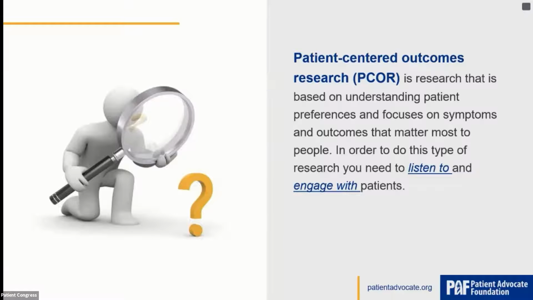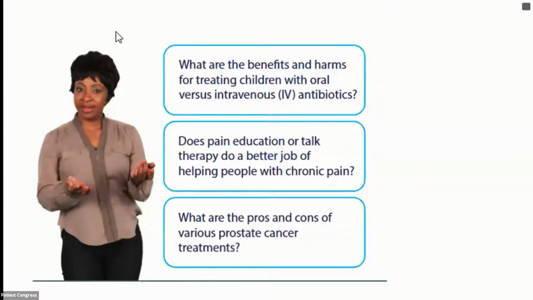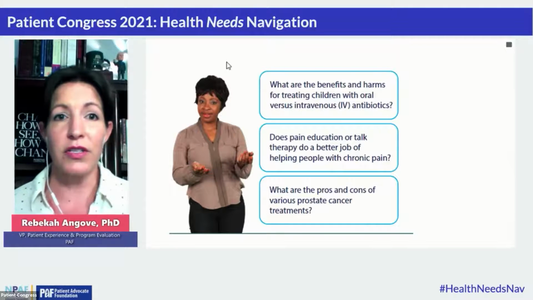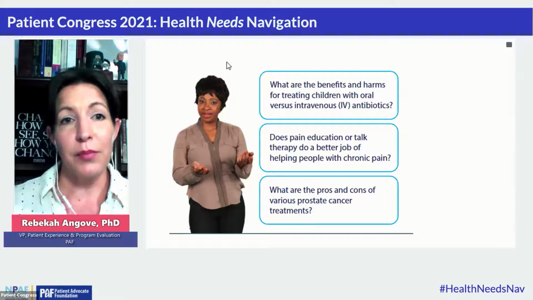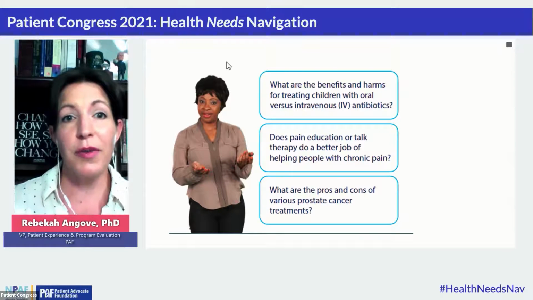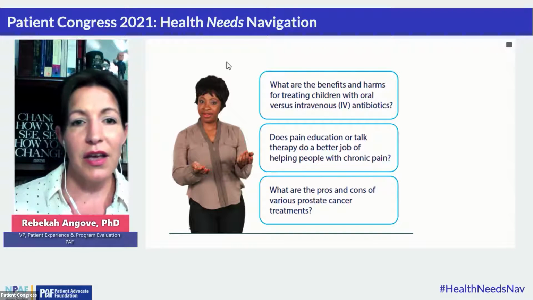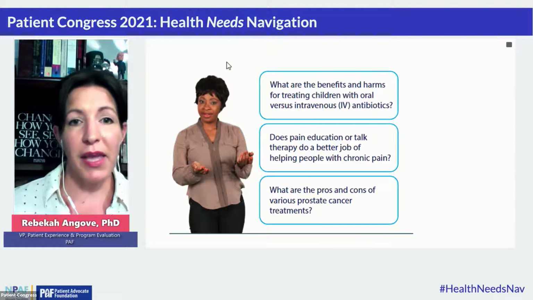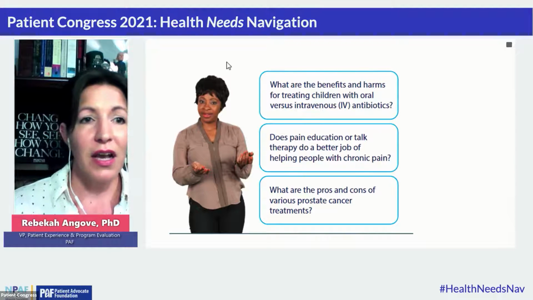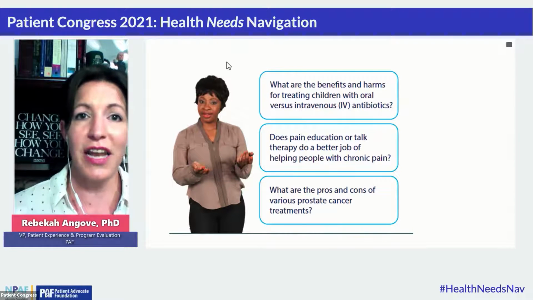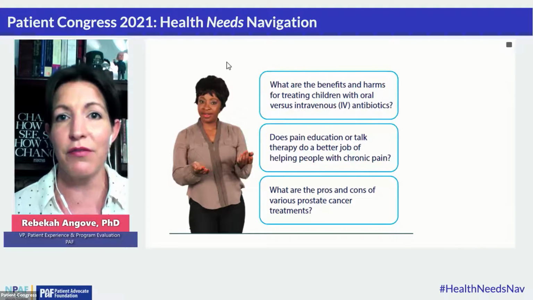So what do these research questions look like? What might a study look like? I mean, really, to me, patient-centered outcomes research focuses on things that I think research should have been focused on all along. For example, a patient-centered outcomes research question could be, what are the benefits and harms for treating children with oral versus intravenous antibiotics? What are the pros and cons of different types of cancer treatments? Which works better, pain education or talk therapy to help people with chronic pain? So really thinking about the treatments, the outcomes from a patient perspective, and patients can help craft those research topics and the focus.